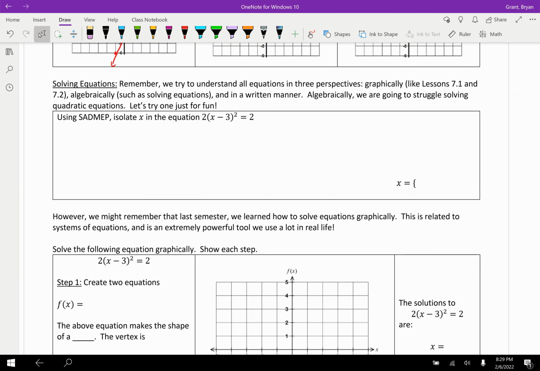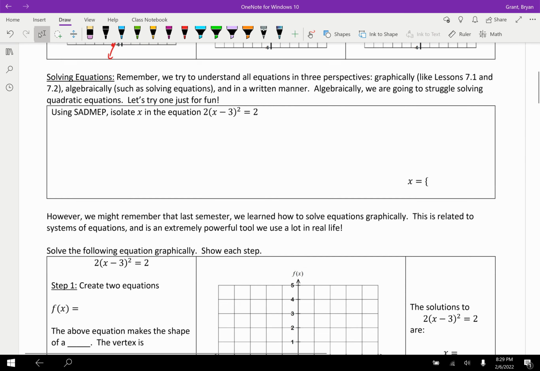Algebraically, can we isolate x? And in a written manner, if we have a type of word problem, a real world problem, can we create an equation that works with that problem? Now, algebraically, we actually are going to struggle to solve a quadratic equation. But let's try one just for fun.